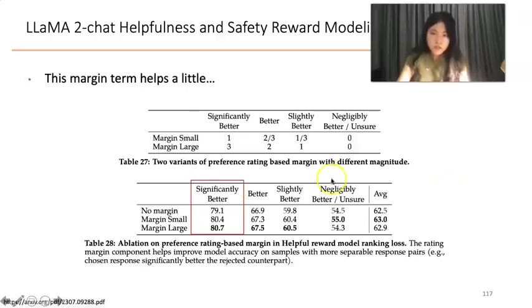And here is how you assign your preference rating, the MR function. Given your rating R, you have this discrete function MR signaling the margin. And on those responses where one is significantly better than the other, the margin helps a little, but still it is helpful.